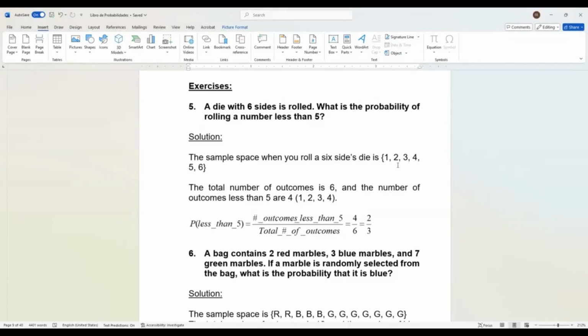There are only 4 numbers that are less than 5 out of these 6 numbers: 1, 2, 3, and 4. So how many possible outcomes are less than 5? 4 outcomes. What is the total number of outcomes? 6 outcomes in total. So if you divide the number of outcomes that are less than 5, which is 4, by the total number of outcomes, which is 6, you get that the probability of getting less than 5 is 4 over 6, which is 2 over 3.